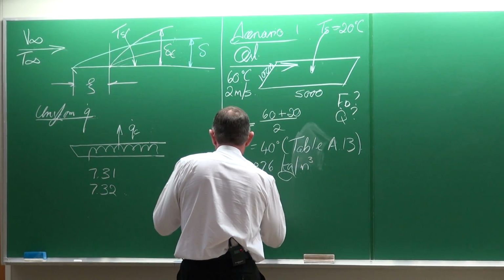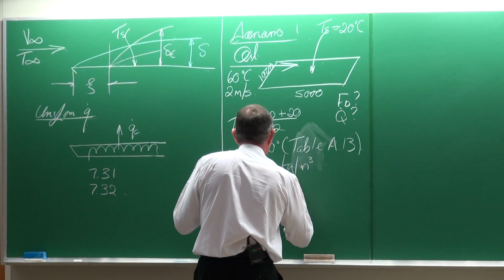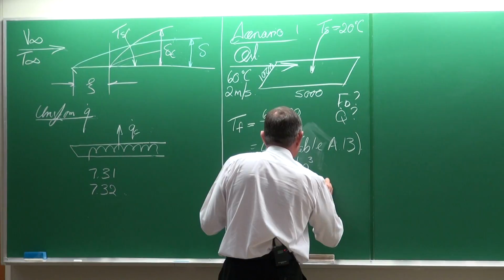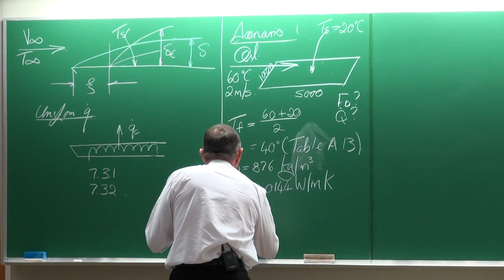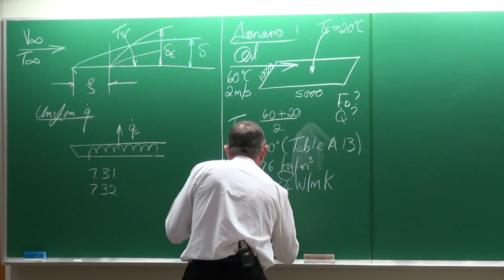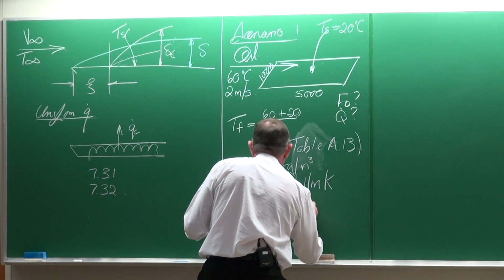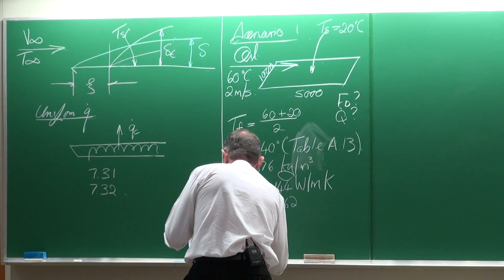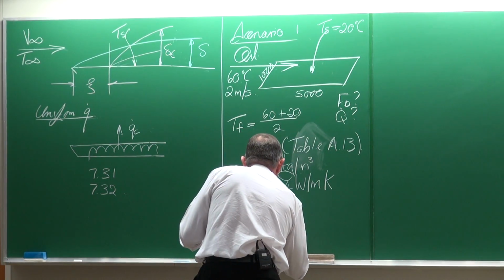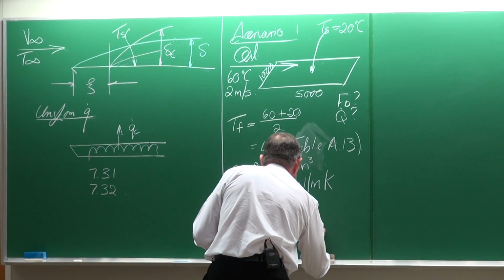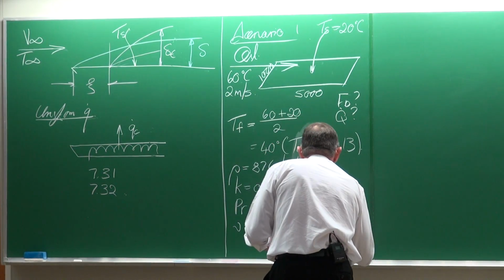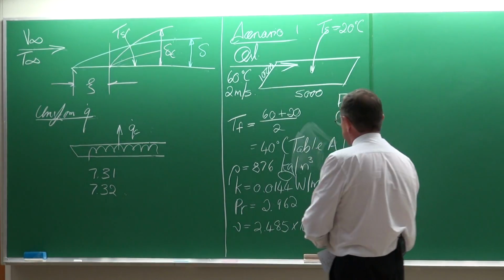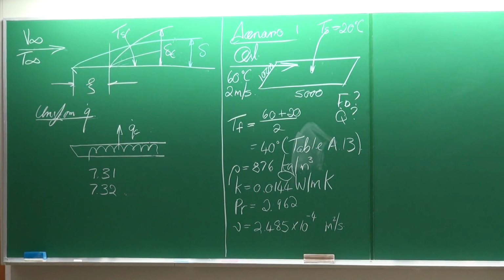The K value is equal to 0.01444 watts per meter Kelvin. The Prandtl number is equal to 2.962, and the kinematic viscosity is equal to 2.485 multiplied by 10 to the minus 4 meters squared per second. Are you all happy with those values? For those of you who have your textbooks here, if I can give you a few seconds. You see all the values?